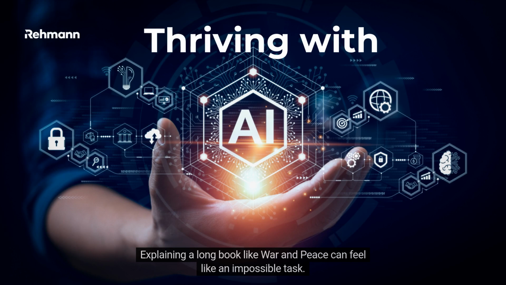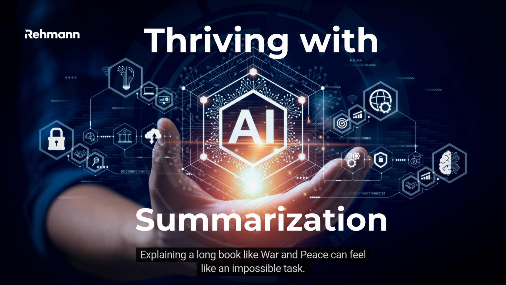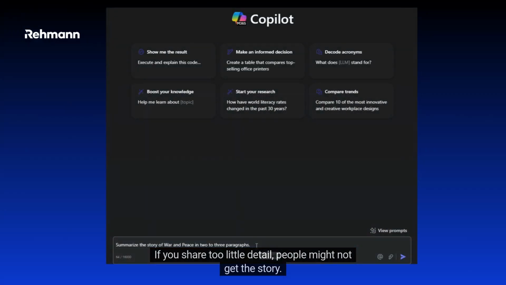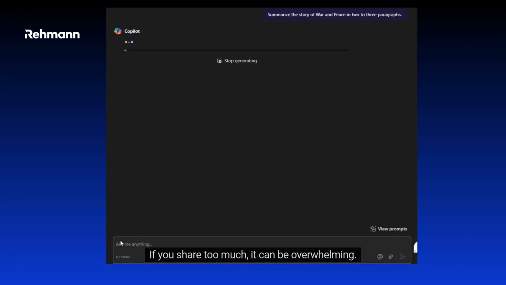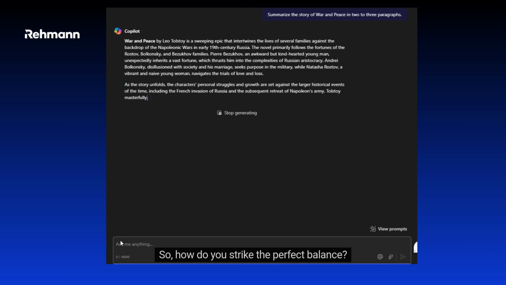Explaining a long book like War and Peace can feel like an impossible task. If you share too little detail, people might not get the story. If you share too much, it can be overwhelming. So, how do you strike the perfect balance?